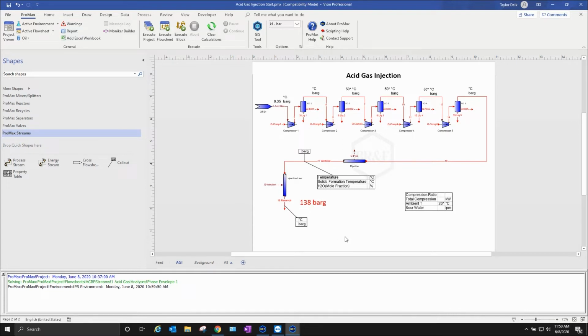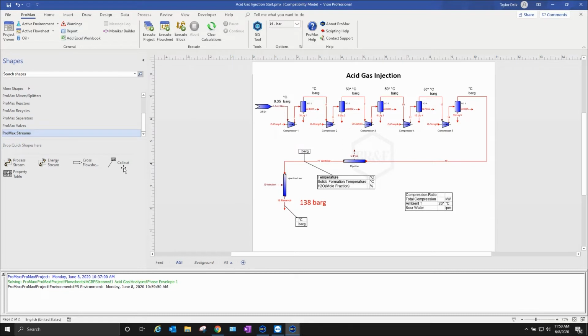If you were designing this system, you would know what that reservoir pressure is. And so you would want to design this compression system to be able to reach that reservoir pressure when it gets down there. If you go lower than that, your injection system is not going to work. If you go higher than that, you're just going to be wasting compressor power up here.